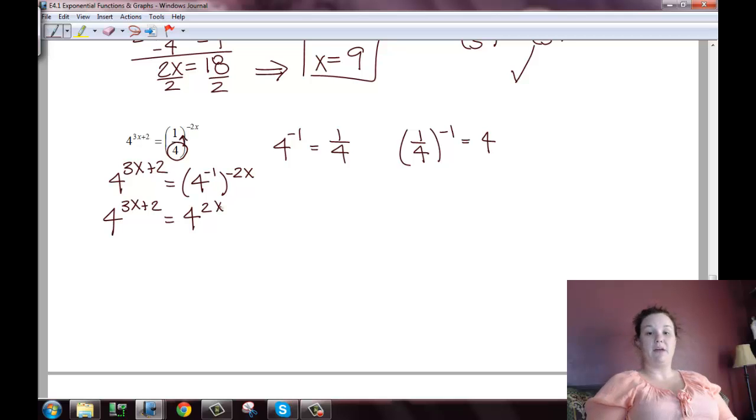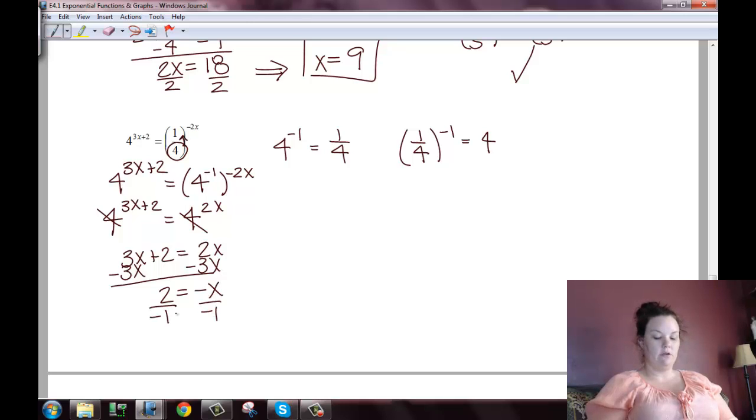Now they both have base 4, so we can cancel those, and it leaves me with 3x plus 2 is equal to 2x. I move my 3x to the other side, so all my x's are together. So I get -x equals 2, and then I just divide off the negative, which gives me x is equal to -2.